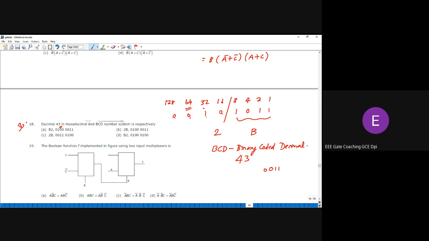Right? So 43 cannot be represented in 4 bits. Because it cannot be represented in 4 bits, what we do is represent 3 as 0, 0, 1, 1, because 2 plus 1 is 3. Okay. So how to represent 4 in BCD? 0, 1, 0, 0. Right? So option is B. You can represent any number in BCD, right?